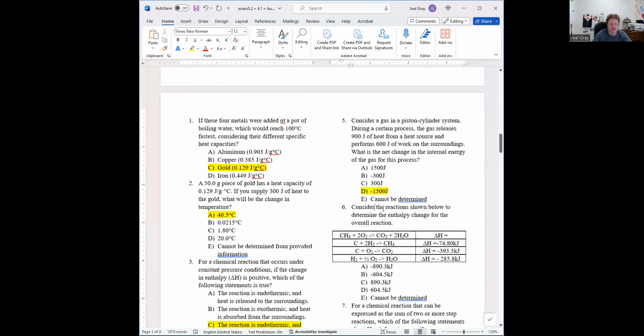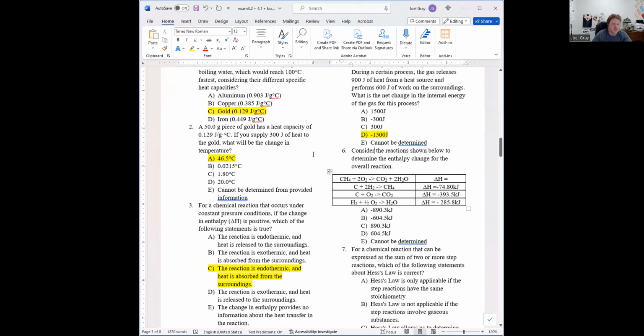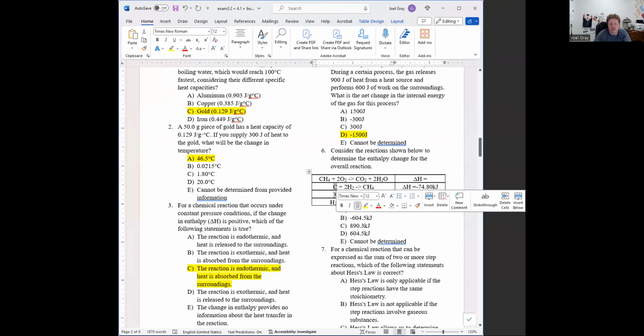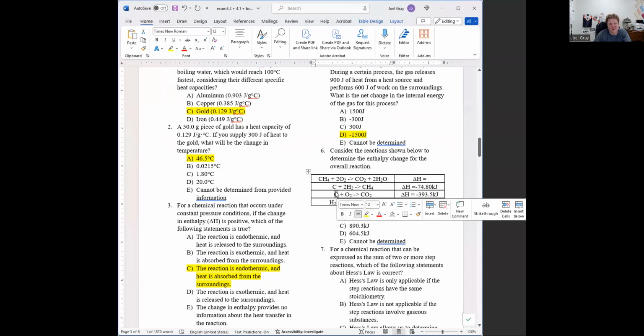Number 6, consider the reactions shown below. What we have is a series of reactions where we have our overall reaction and then these 3 reactions that we need to manipulate to match up with that. The one thing that I notice about this is we've got carbon as a reactant and carbon as a reactant. We've got to get rid of that carbon.